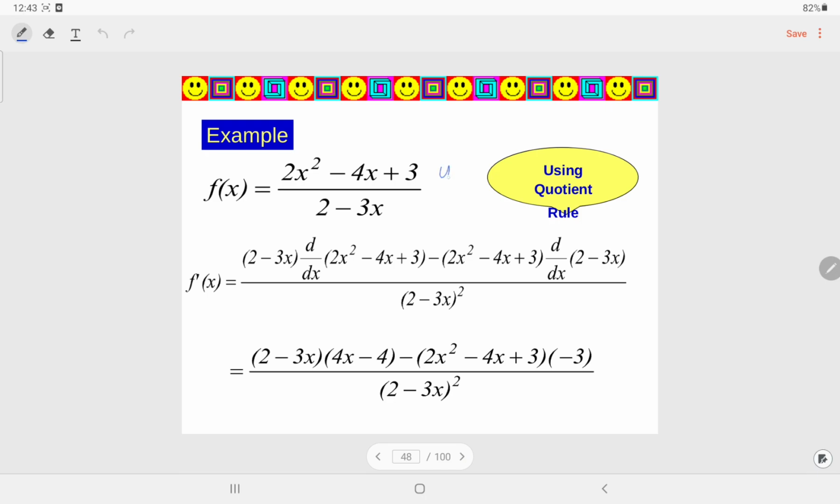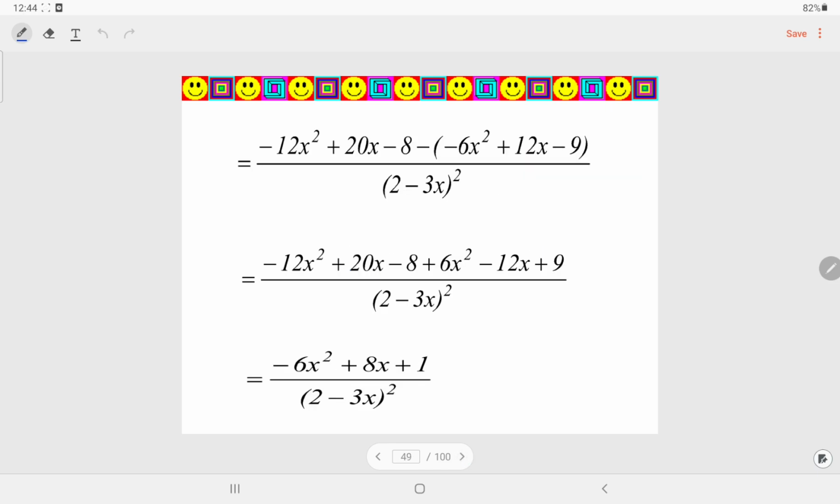Okay, this one, the numerator is u, the denominator is v. So v u prime. U prime means the derivative of u, minus u v prime. Okay, v prime, the derivative of v. So we can get 2 minus 3x, differentiate, derivative, differentiate this one. So we get 4x minus 4 minus, this is the u, then differentiate v. So we get negative 3. This is v squared over v squared. When you solve that one, we can get this one.